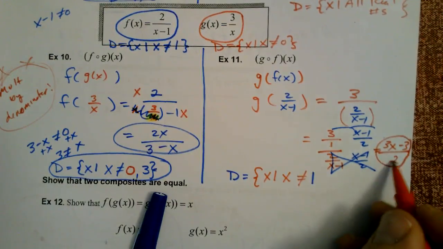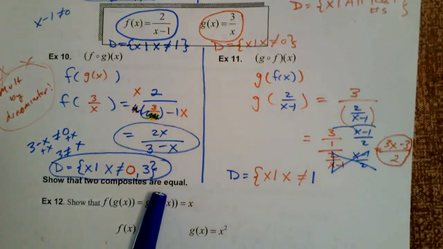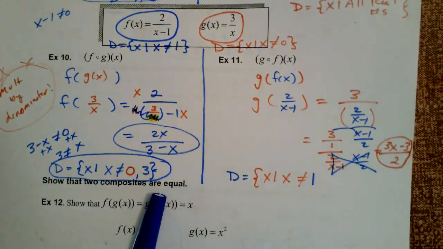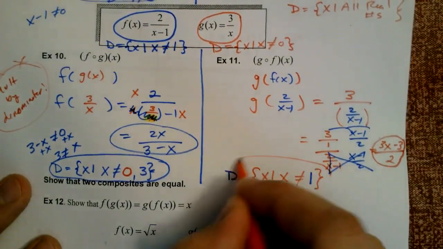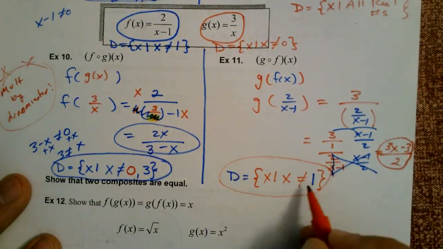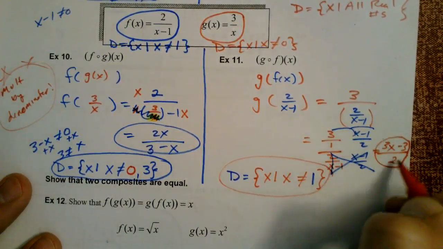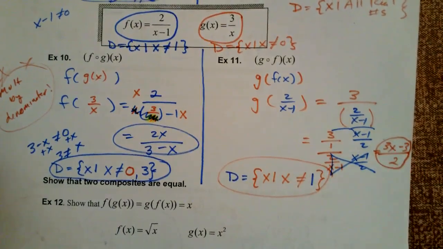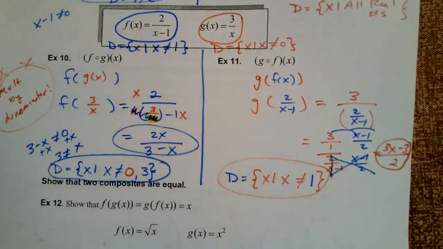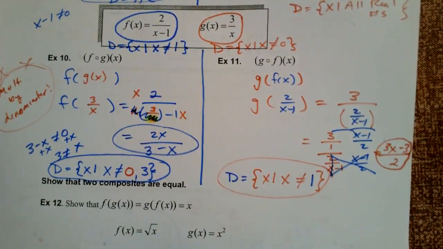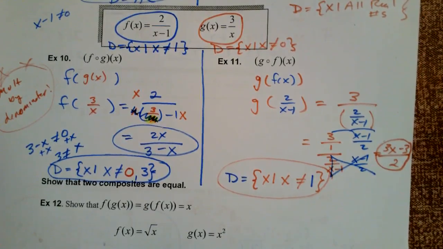Finish up with your domain. If I look on the bottom, I don't have an x to solve for. That means I don't have any other restriction in my domain. I just can't have 1. So my domain is all reals except for 1, and that's from the input. The output, my composite function, had no restriction. Okay, but I have to look at my input and my output for my domain.